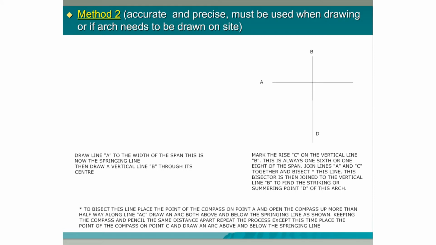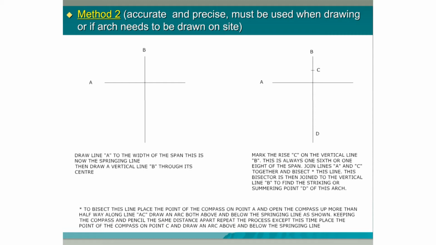Method 2. This is an accurate and precise method. It must be used when drawing, or if the arch is required to be drawn out on site. First we draw a line A to the width of the span. This is now the springing line. Then we draw a vertical line B through its centre. Next we mark the rise C on the vertical line B. This is always 1/6 or 1/8 of the span.